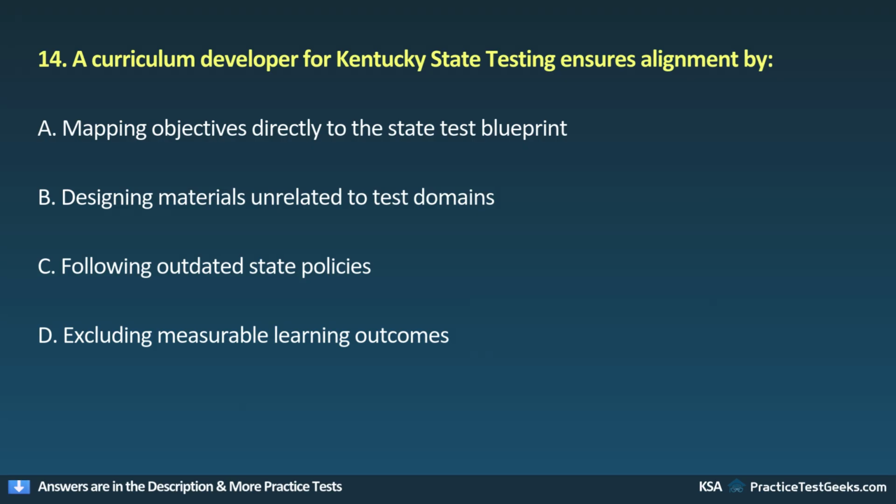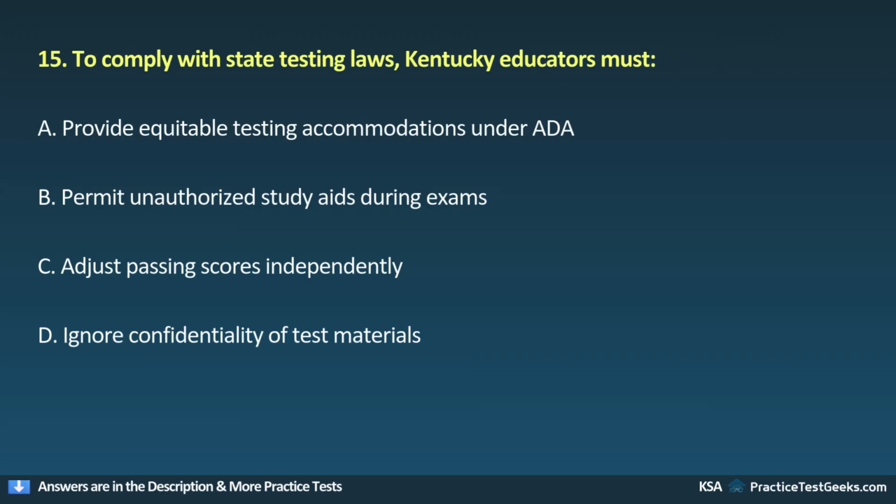14. A curriculum developer for Kentucky State testing ensures alignment by: A. Mapping objectives directly to the state test blueprint. B. Designing materials unrelated to test domains. C. Following outdated state policies. D. Excluding measurable learning outcomes.